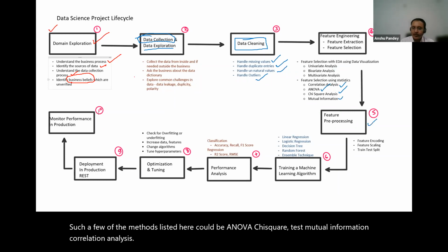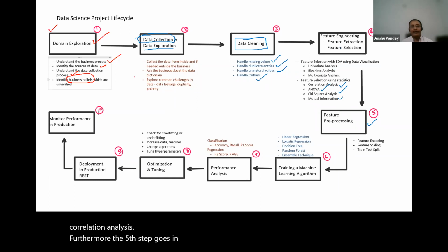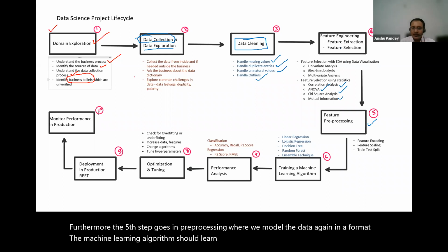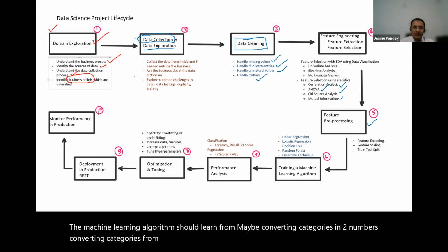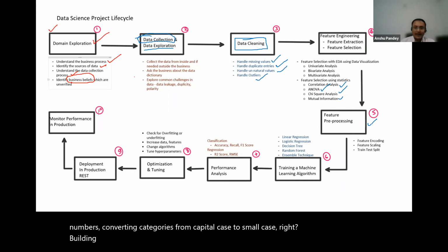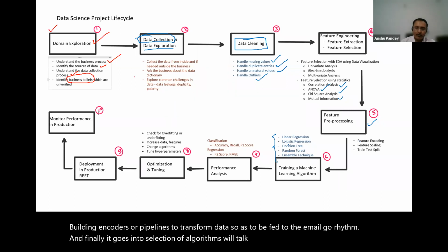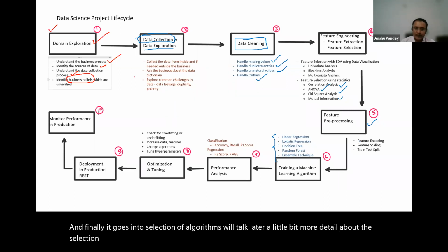Furthermore, the fifth step goes in pre-processing, where we model the data again in a format the machine learning algorithm should learn from, maybe converting categories into numbers, converting categories from capital case to small case, right? Building encoders or pipelines to transform data so as to be fed to the ML algorithm. And finally, it goes into selection of algorithms. We'll talk later a little bit more detail about the selection of algorithms in practice.